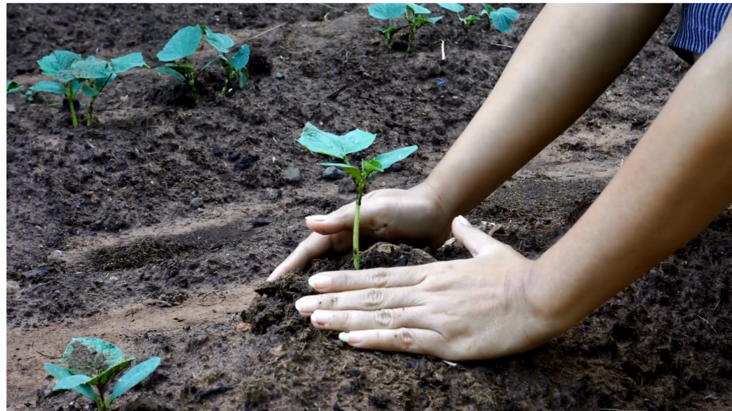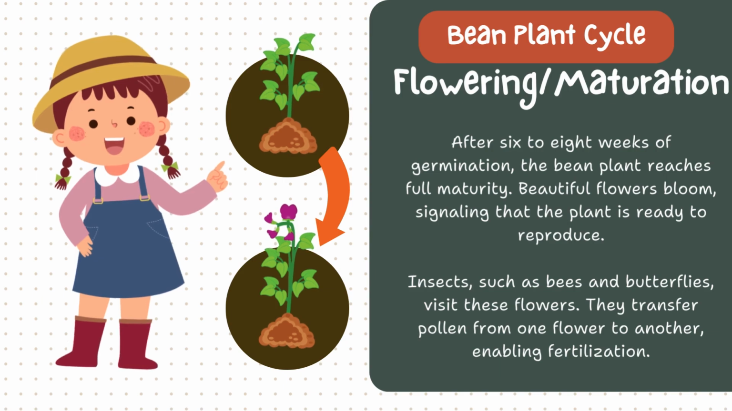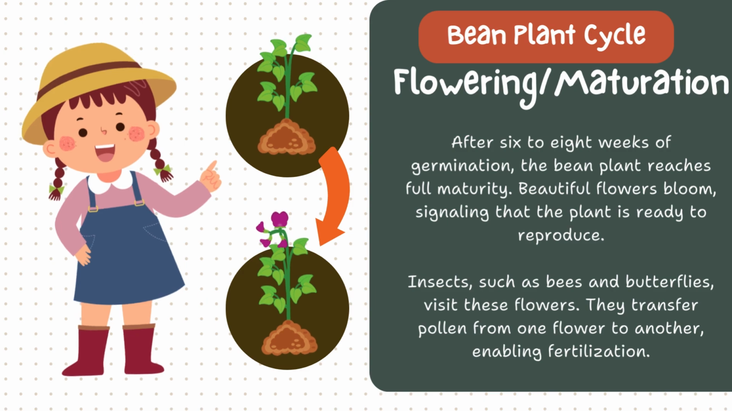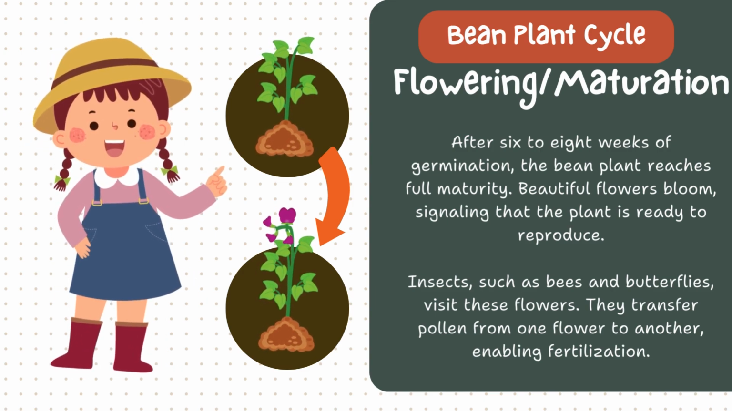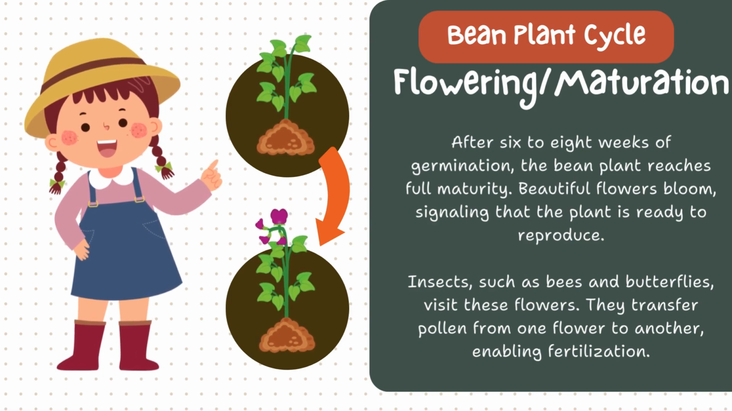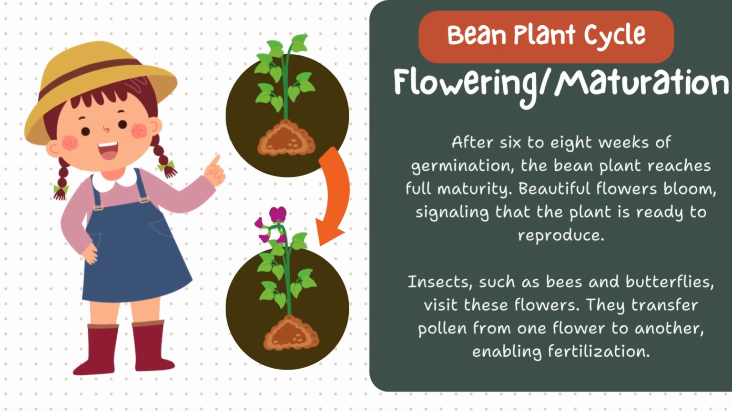Stage 3. Flowering and pod set. As the bean plant continues to grow, it forms leaves and eventually flowers. Pollination occurs, leading to the formation of pods that contain beans. The flowering stage is crucial for reproduction, and the plant transitions from vegetative growth to reproductive growth.